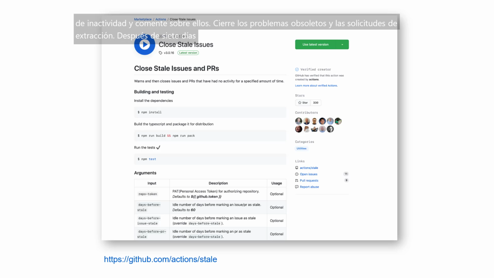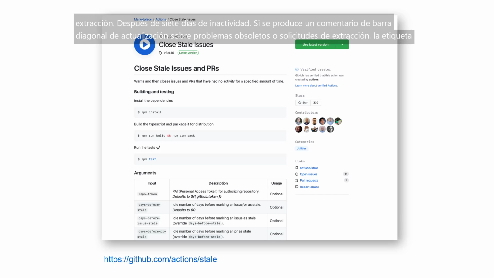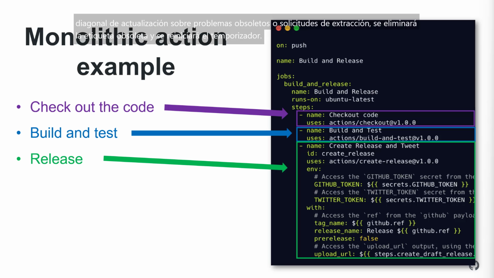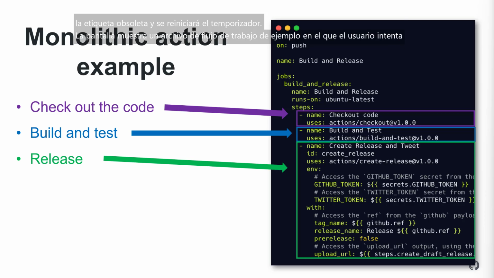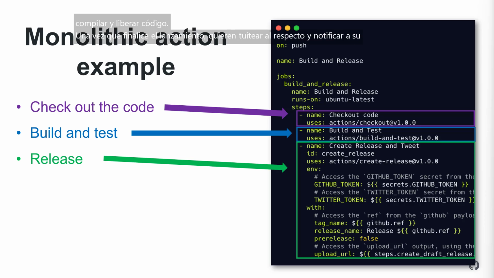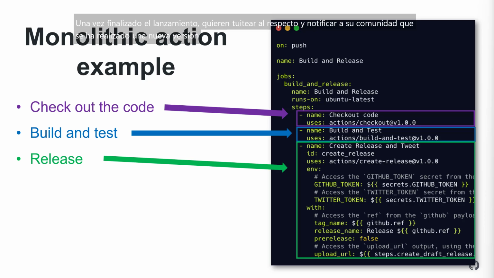If an update or comment on outdated issues or pull requests occurs, the deprecated tag will be removed and the timer will restart. Monolithic action example. The screen shows a sample workflow file in which the user attempts to build and release some code. After the release is finished, they want to tweet out about it and notify their community that a new version of the product has been released.